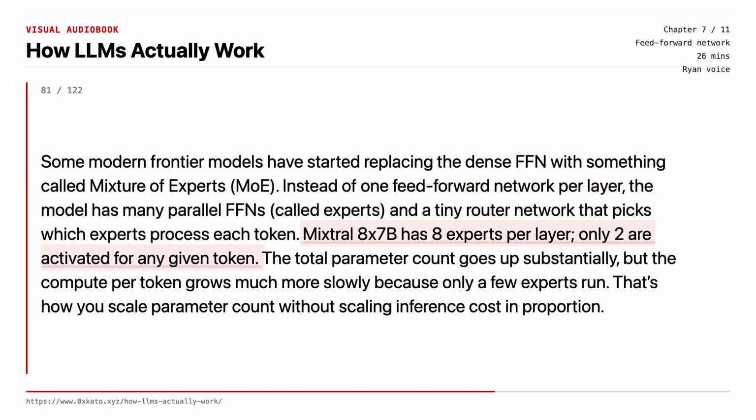Mixtral 8x7b has 8 experts per layer. Only 2 are activated for any given token. The total parameter count goes up substantially, but the compute per token grows much more slowly because only a few experts run. That's how you scale parameter count without scaling inference cost in proportion.